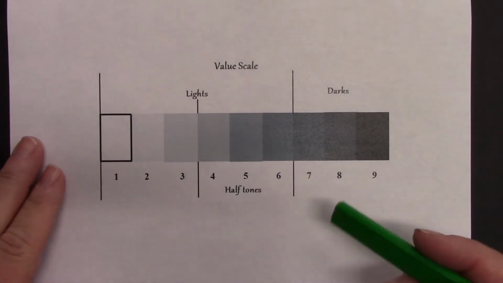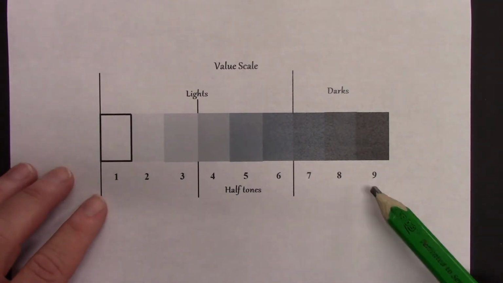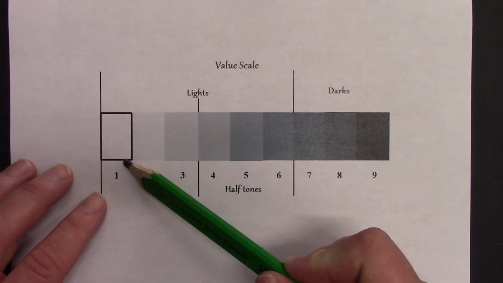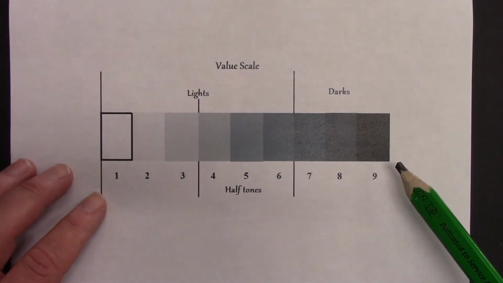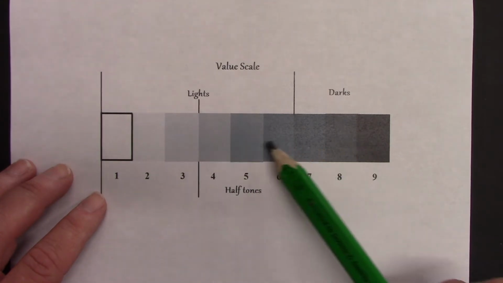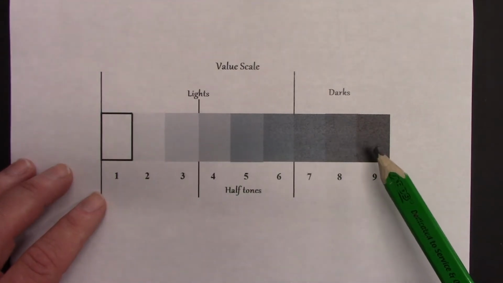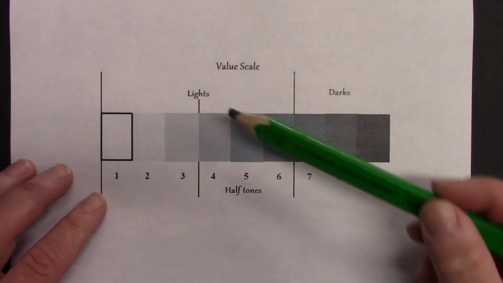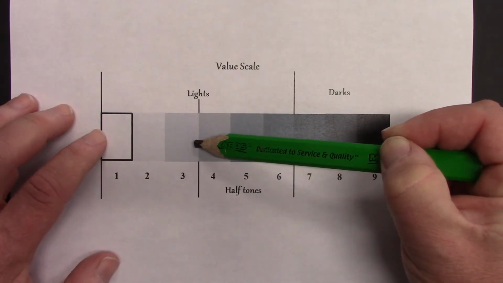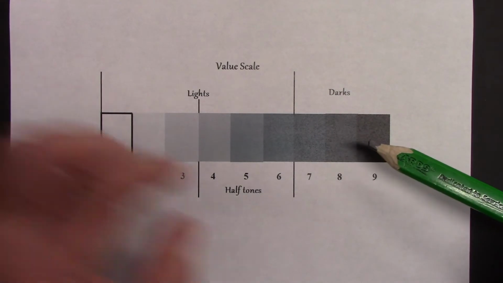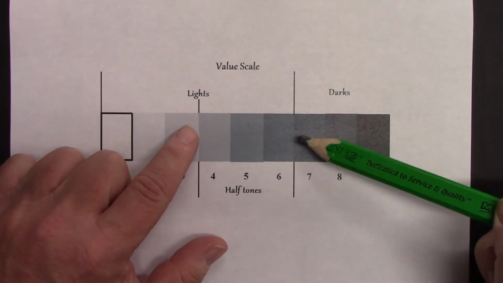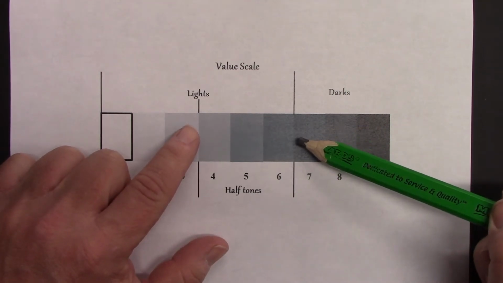Now if we look, this is a 9-step value scale. They usually range between 8 and 10. And so 1 is pure white, and 9 in this one happens to be pure black. As you get lighter and lighter, or darker and darker as you head to the dark, you're going to change those values. The lights are in this area here, so 1, 2, and 3 would be considered our light values. Our darks are over here at 7, 8, 9. And then our halftones are right around this 4, 5, and 6 range.